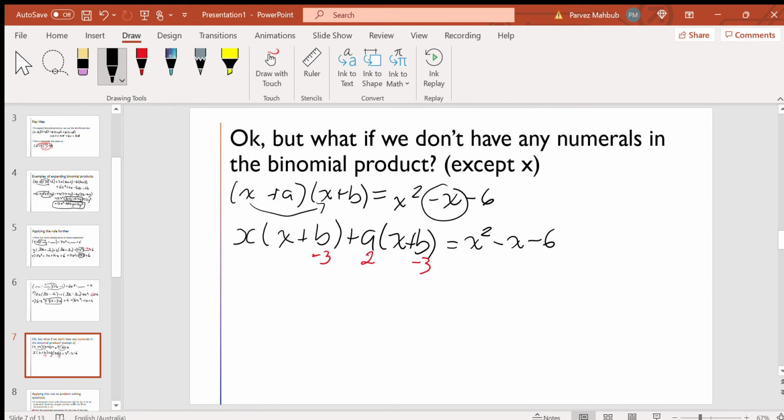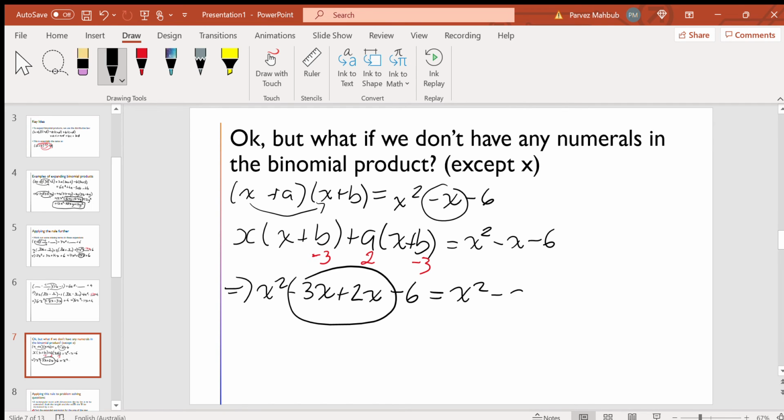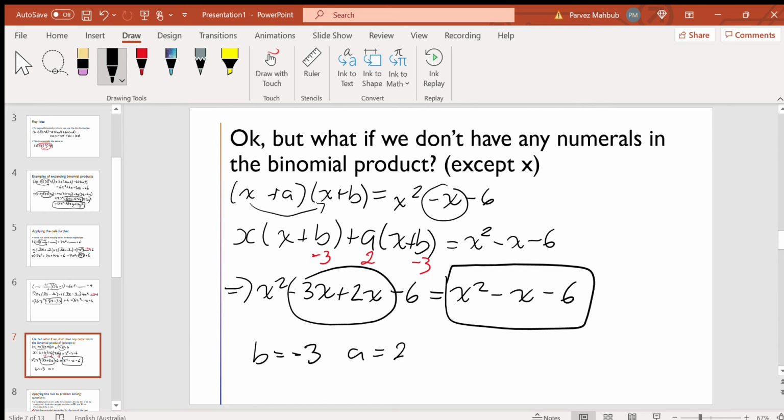So if we expand this, it becomes x squared minus 3x plus 2x minus 6. And if we collect the like terms together, it becomes x squared minus x minus 6. So we know that b is equal to minus 3 and a is equal to 2, and we solve this with trial and error.